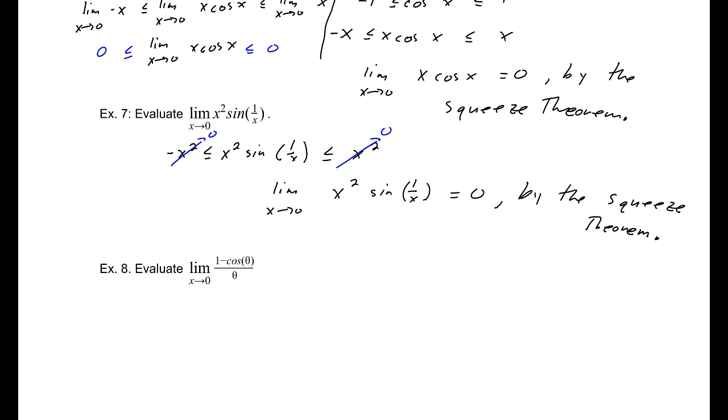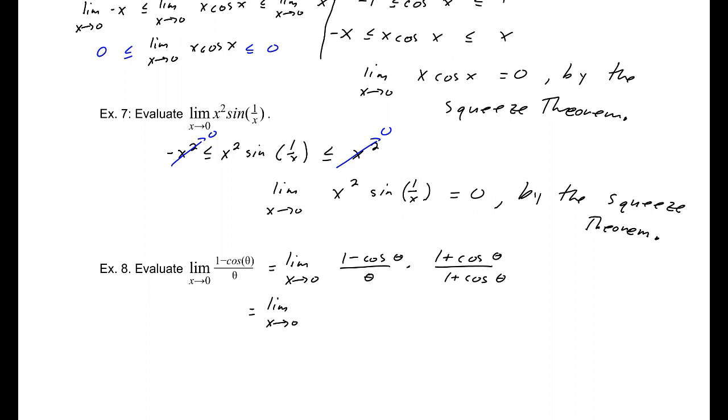Okay, now number 8. I'm not sure of a good way to say that this is trapped by two things. We may need to appeal to some other algebraic techniques first. First thing I want to do is say that the limit as theta approaches 0. Let's go ahead and use our conjugate to possibly not be dividing by 0. All right, so that would be 1 minus cosine theta over theta times 1 plus cosine theta over 1 plus cosine theta.